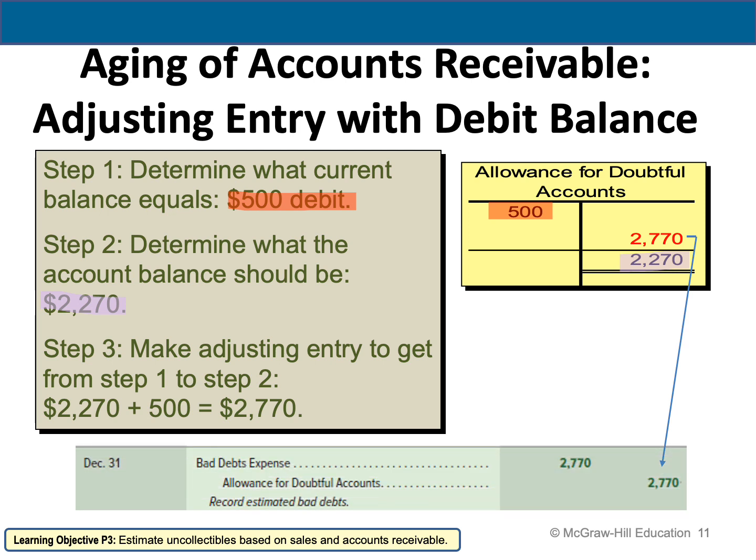So I'm going to say bad debts expense to allowance for doubtful accounts, 2,770, 2,770.